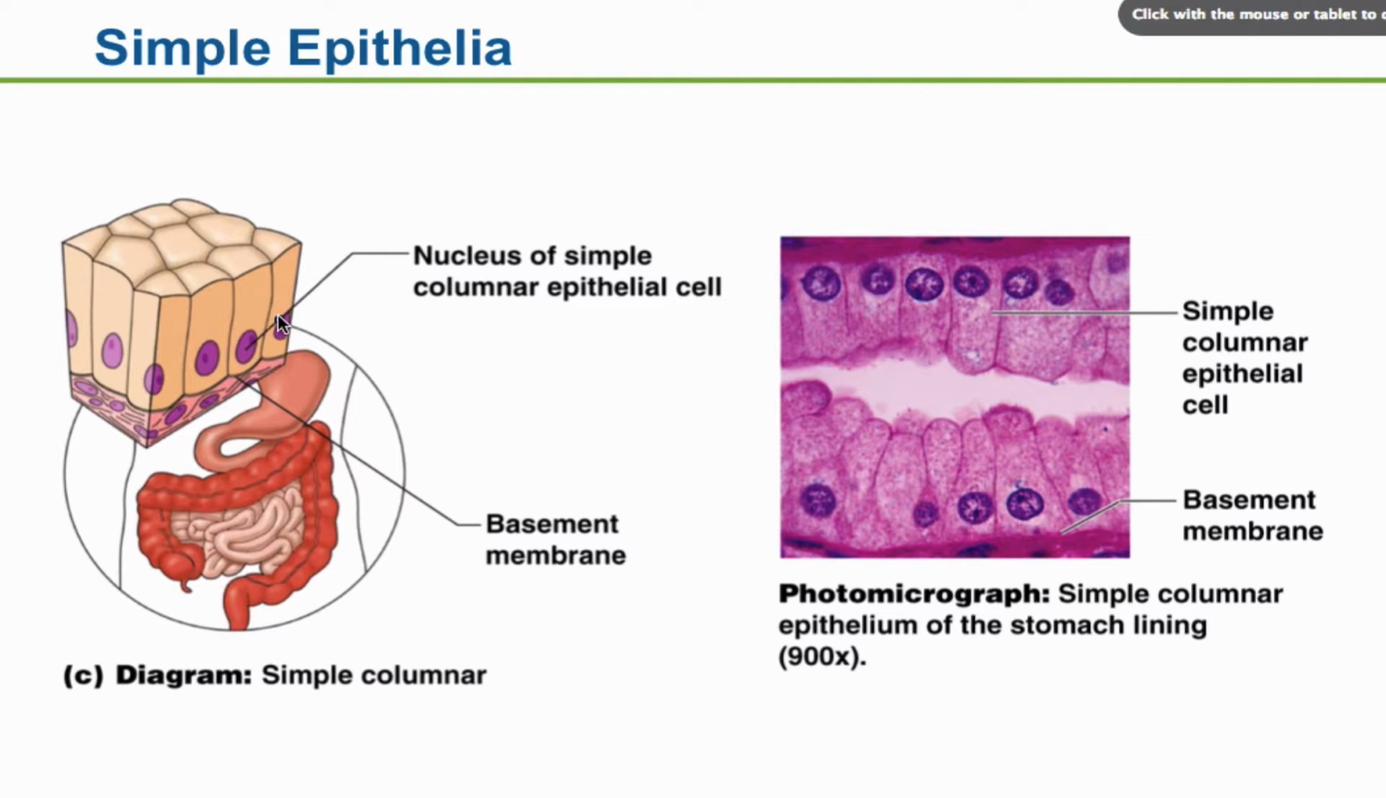So in some pictures, you see there's one layer and they're in tall columns. Okay, these ones I think are pretty easy to identify because they're tall columns of one layer. So that'll be the simple columnar.